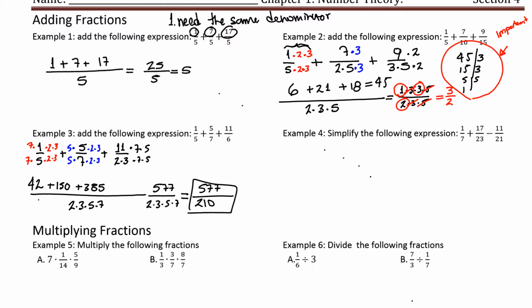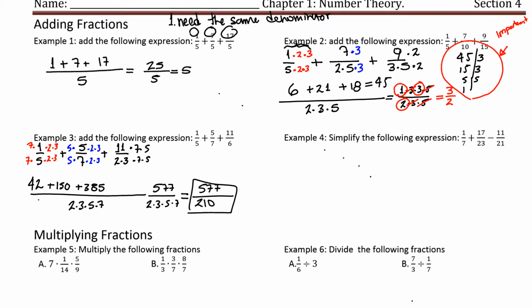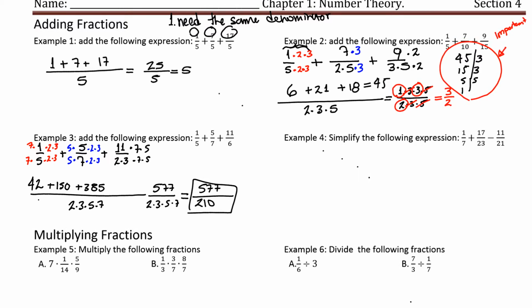In example 4, we need to do exactly the same thing as example 3. We first need to rewrite the expression, making sure that we factor any composite numbers. In this case, the one composite number that we do have is 21, which we have to factor into 3 times 7.